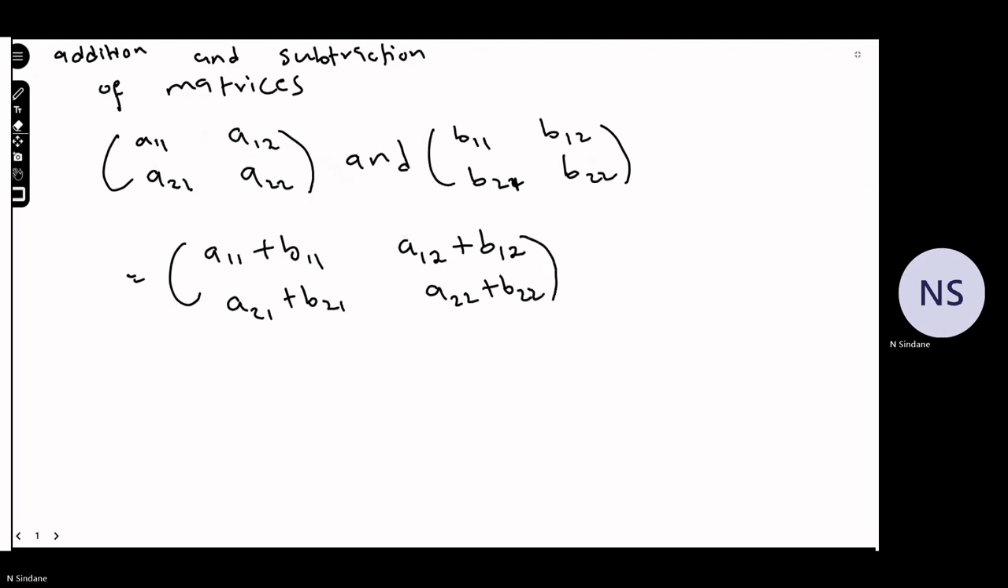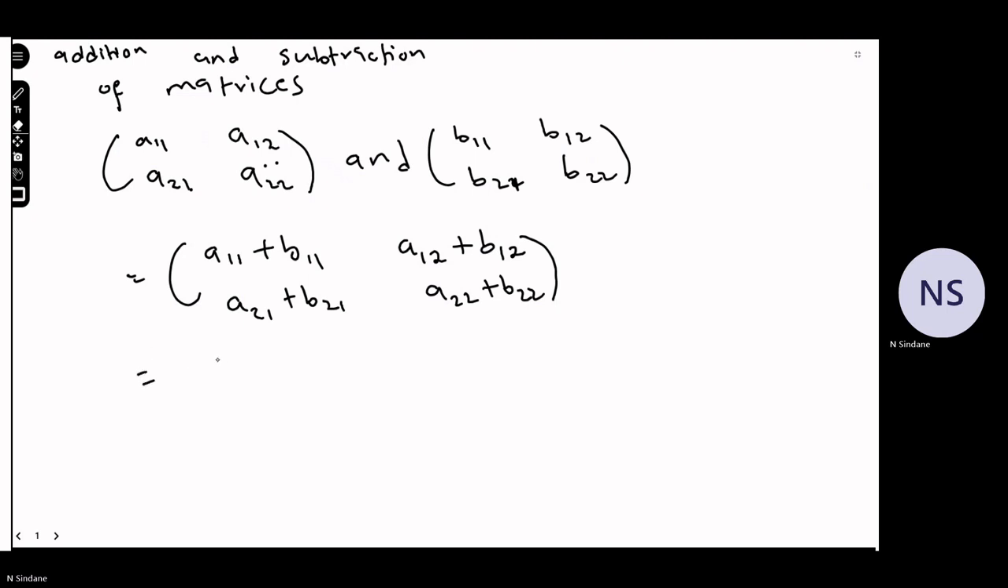Adding a 2 by 2 will also give me a 2 by 2 matrix, right? So I added a 2 by 2 with a 2 by 2, and they gave me a 2 by 2. Okay, then let's take a quick example.